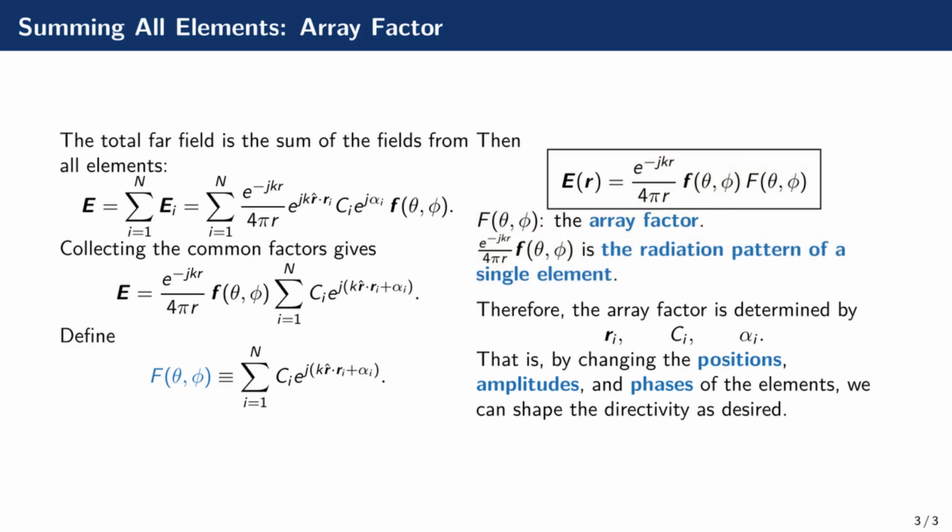How do we construct the array factor? It is determined by three things: the positions of the elements, r sub i, the excitation amplitudes, c sub i, and the excitation phases, alpha sub i. By changing these quantities, we can create many different forms of f. In other words, starting from the directivity of a single element, we control the overall directivity of the array antenna by adjusting this factor f. That is why the question becomes how to configure the array factor.